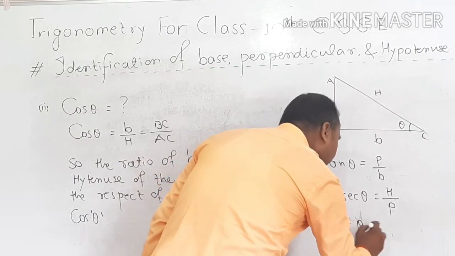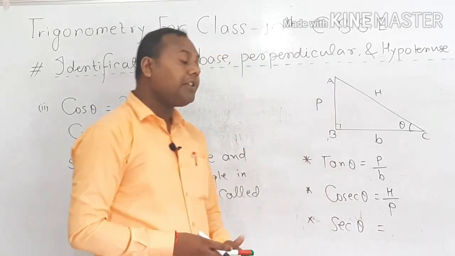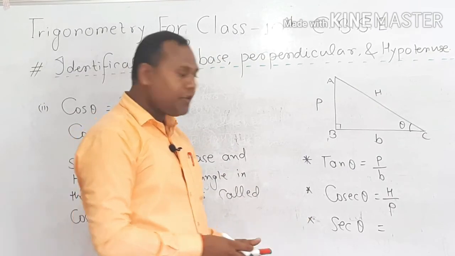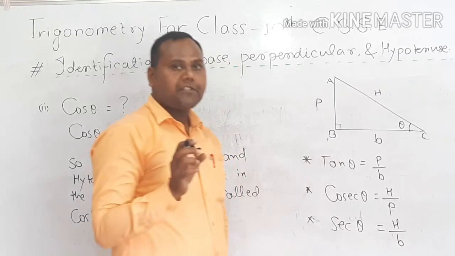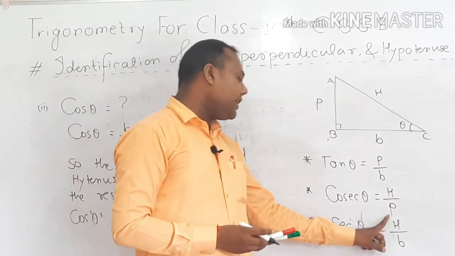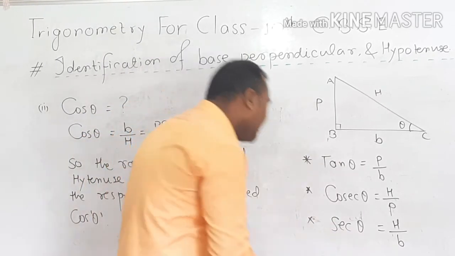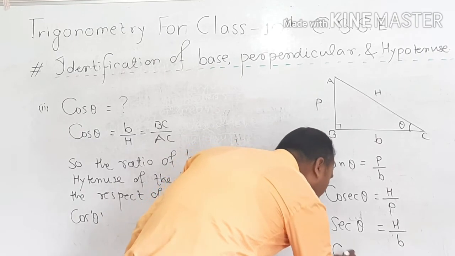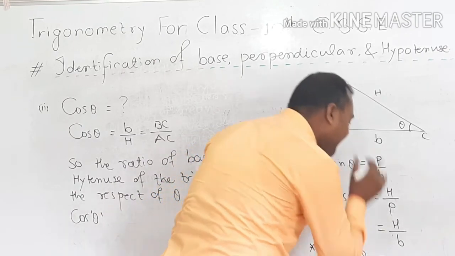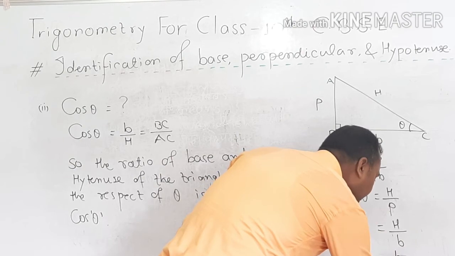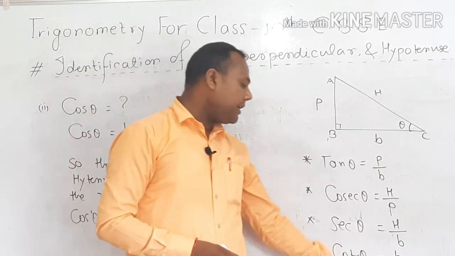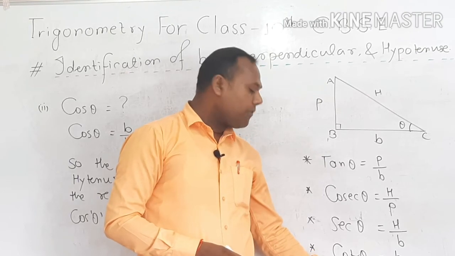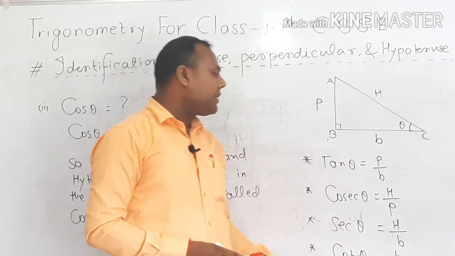Sec theta. What is the meaning of sec theta? Sec of theta means the ratio of hypotenuse and base with respect to theta, called H upon B. And the last one is cot of theta. Cot of theta means the ratio of B and P. The ratio of B and P with respect to theta is called cot of theta.